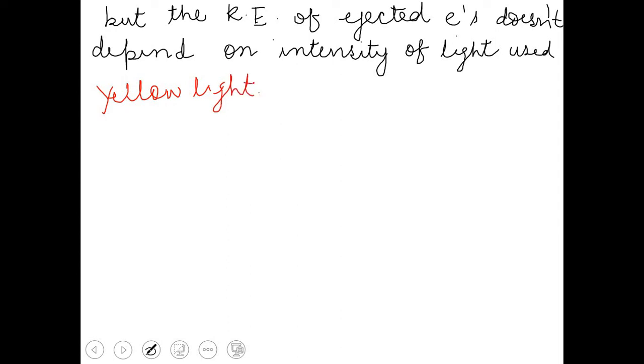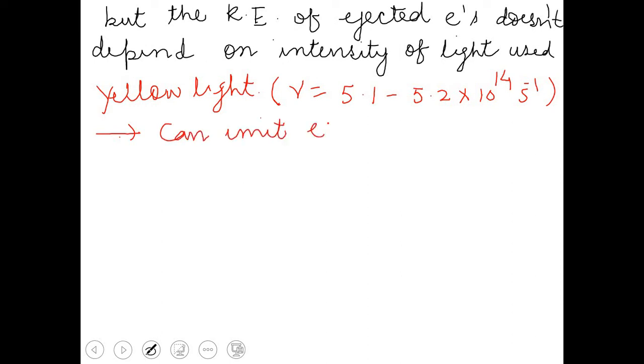This yellow light has a frequency in the range of 5.1 to 5.2 into 10 to the power 14 per second. This light can cause the emission of electrons from the surface of potassium metal. So yellow light, having a frequency of 5.1 to 5.2 into 10 to the power 14, can emit electrons from the surface of potassium metal.